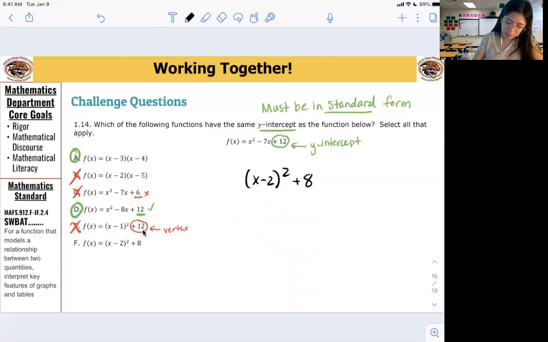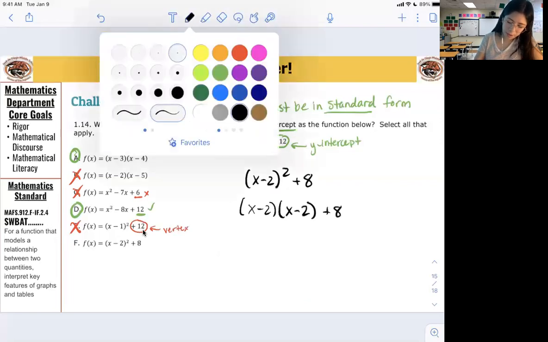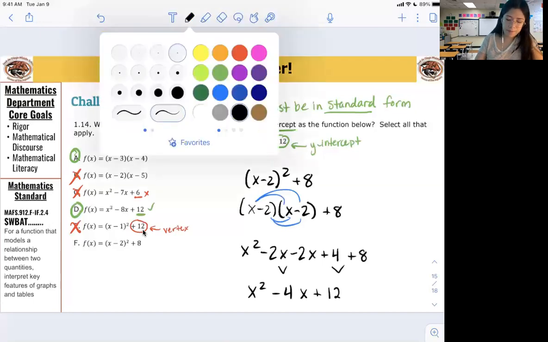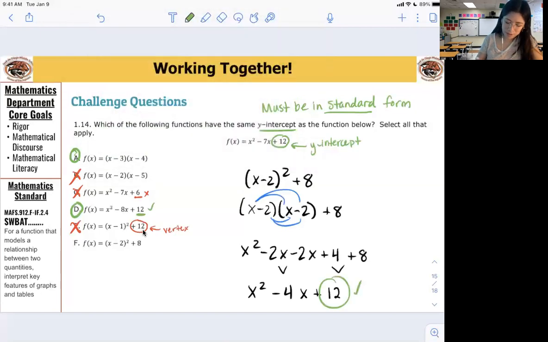All right, and then finally F, very similar, we're in vertex form. And we're gonna do the same steps. Rewrite it so you can see both of your binomials. FOIL, here we go. X squared minus 2x, negative 2 times negative 2 is positive 4. And we're gonna combine everything. X squared minus 4x, 4 plus 8, I get 12. So F was also correct. So it was A, D, and F.